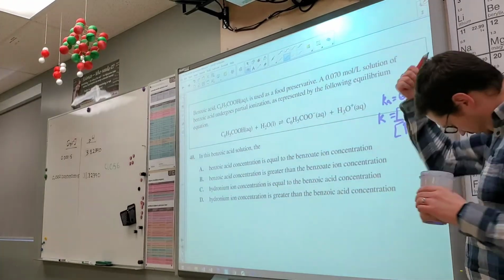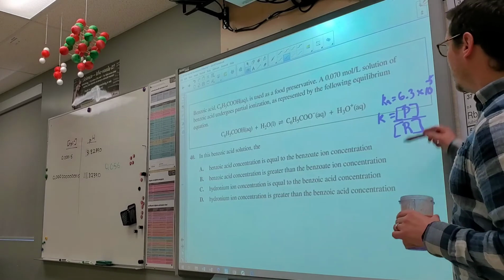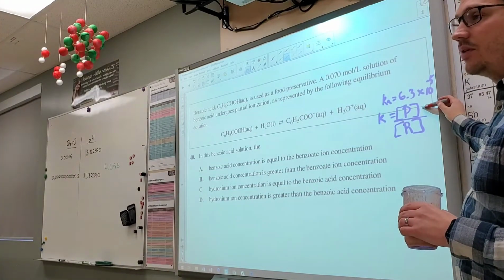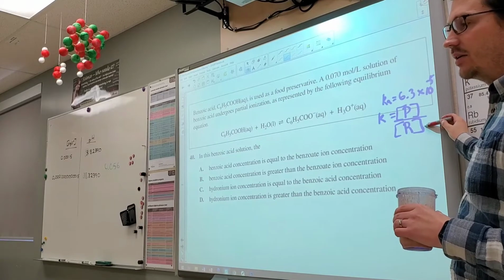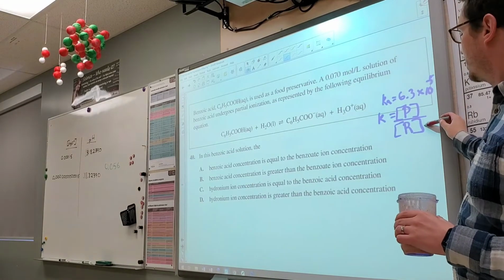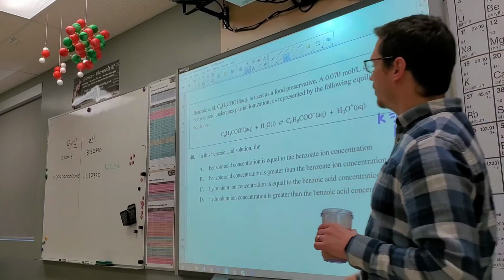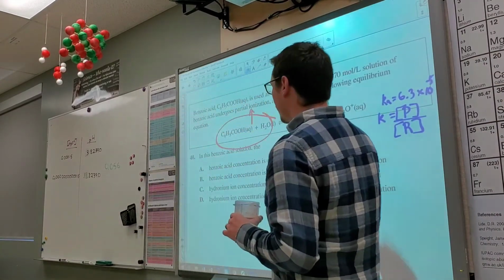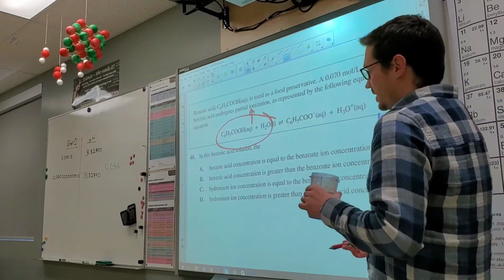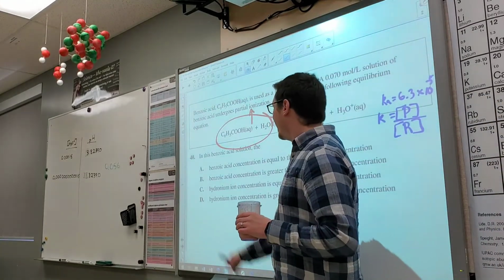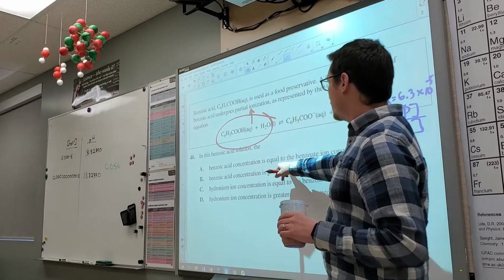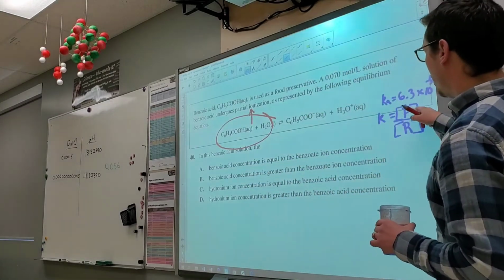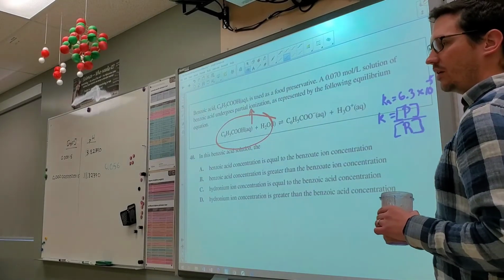Matthew. Okay, let's think about this. What's going to be greater? Is the product's concentration going to be greater or is the reactant's concentration going to be greater? Yeah, this is reactants favored, so the reactants are going to be greater. So these things here are going to be higher than those, right? So let's see which statement best describes that. Is the benzoic acid concentration equal to the benzoate ion concentration? Are the products and reactants equal to each other? No.